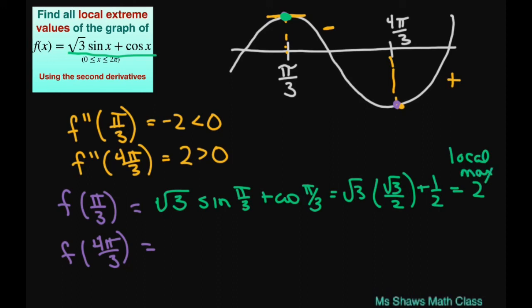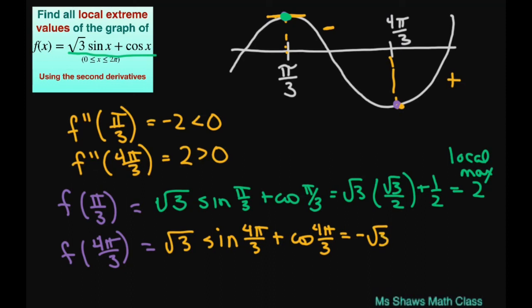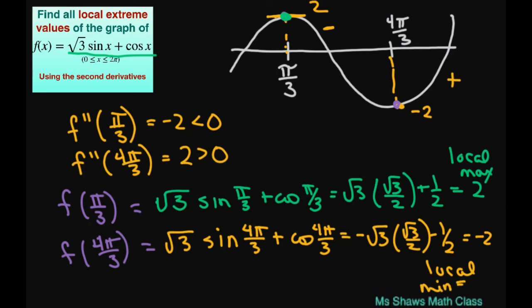For this one here, we have square root of 3 times sine of 4 pi divided by 3 plus cosine of 4 pi divided by 3. This is going to give you negative square root of 3 times square root of 3 divided by 2 minus 1/2. This gives you negative 2. So this y value is at negative 2. This one's at 2. And this is your local minimum value, equals negative 2 at x equals 4 pi divided by 3.